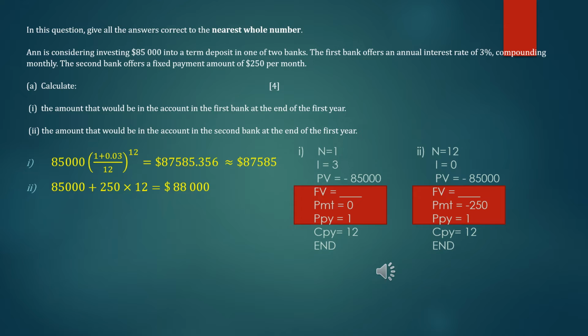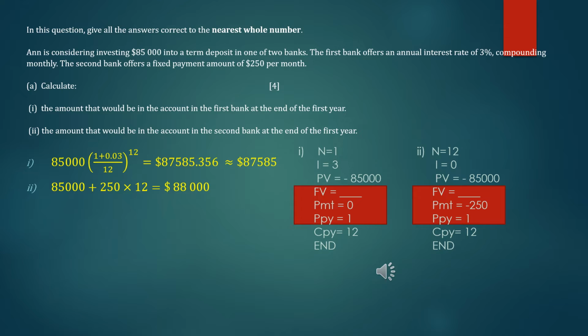P, future value, that is what we're asking for. PMT, there's no monthly payment. So PPY, this is at the end only of 1 year, and it's compounding monthly, CPY is 12. So you will still be getting the same result when rounded off to the nearest whole number. It will be $87,585.